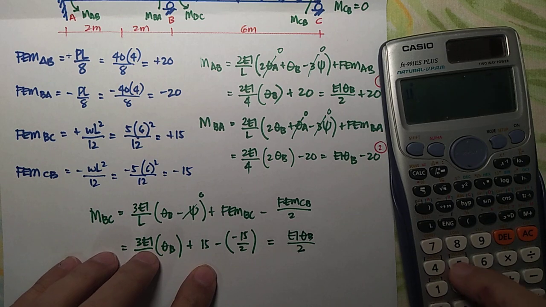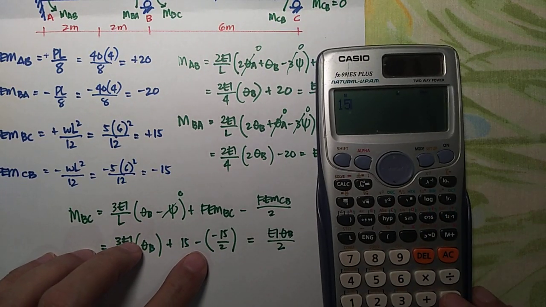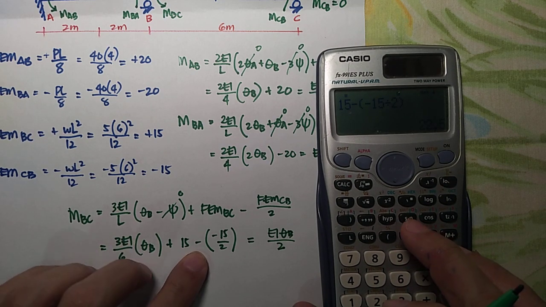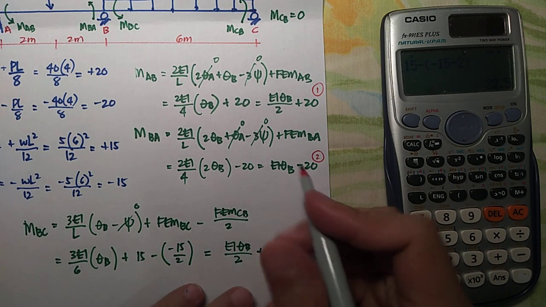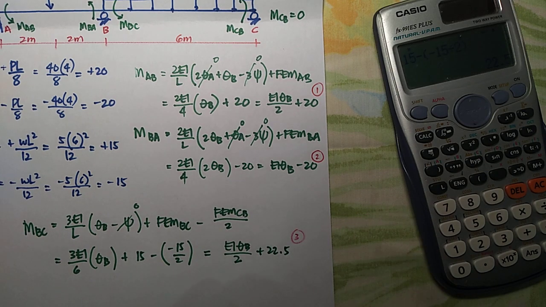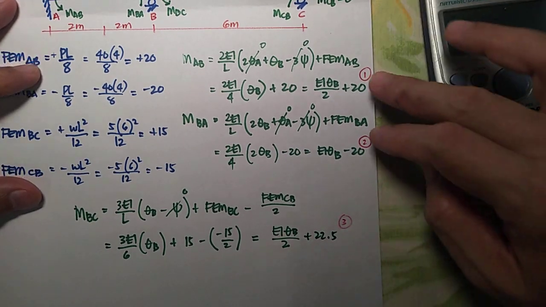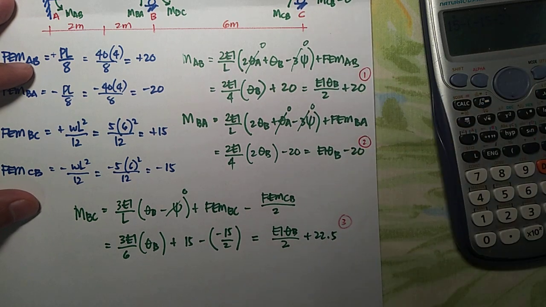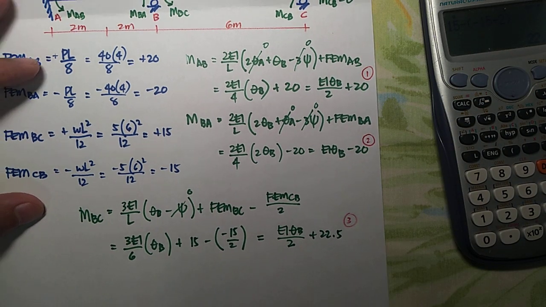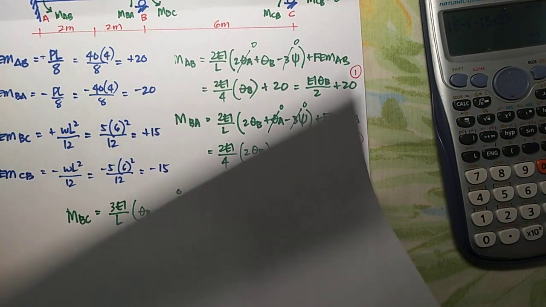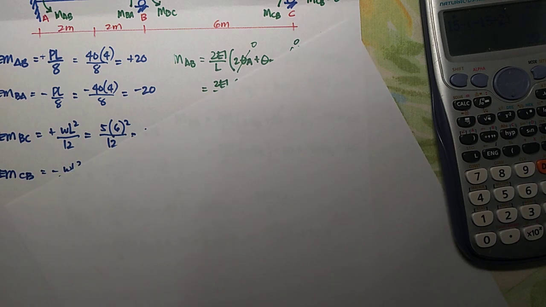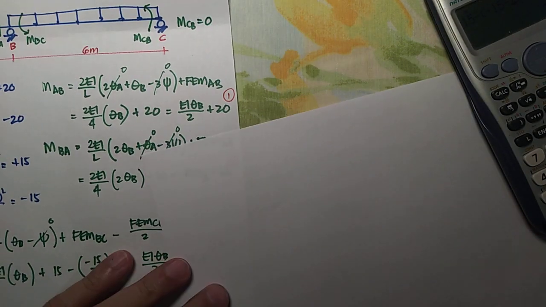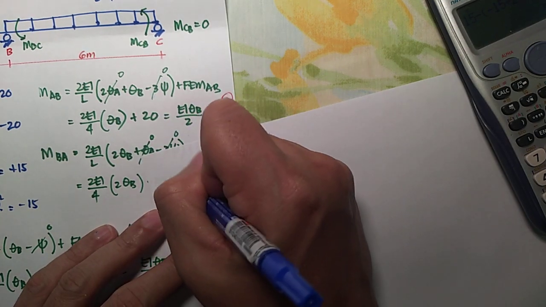And what is this? So 15 minus negative 15 over 2. So that's 22.5. So plus 22.5. So this would be our third equation. So from this problem, we have now three slope deflection equations. So what's the next step? The next step, after having these slope deflection equations, is to solve for the equilibrium equation. Okay, so let's have equilibrium equation.